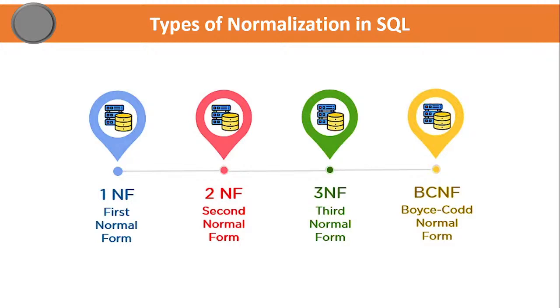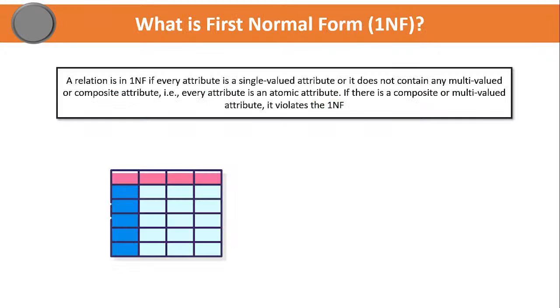Now, actually, we divide the normalization process into a set of normal forms. So, a normal form is nothing but a form of a table that follows some rules or regulations that prevent the anomalies that we have discussed earlier to some extent. So, let us discuss them in detail and see how they are different from each other and understand why they are important. So, first, what is first normal form or 1NF?